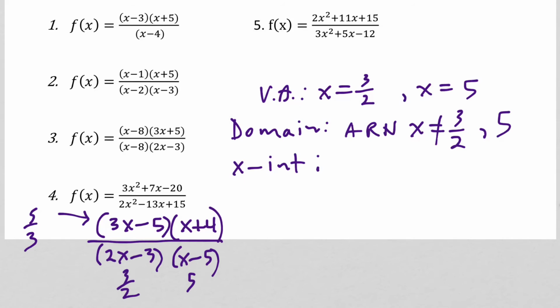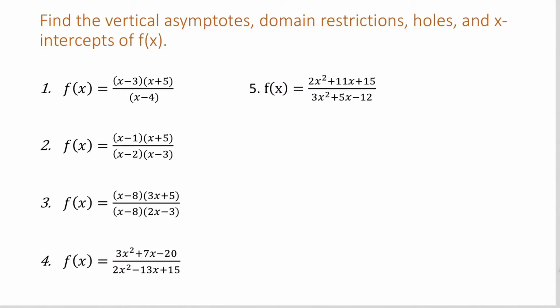5/3 is an x-intercept. For this factor here, negative 4 is an x-intercept. All right, so I'm going to write those as points. So I have (5/3, 0) and I have (negative 4, 0). Those are my x-intercepts. All right, let's look at the last one, number 5 here.